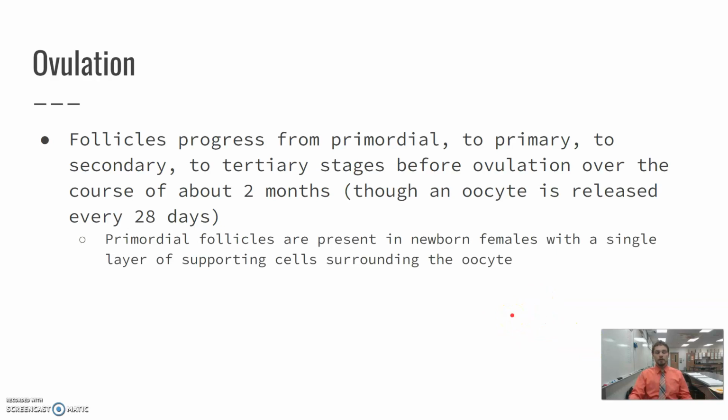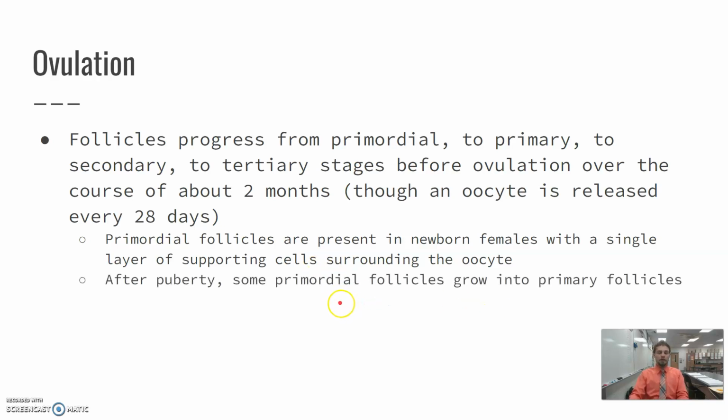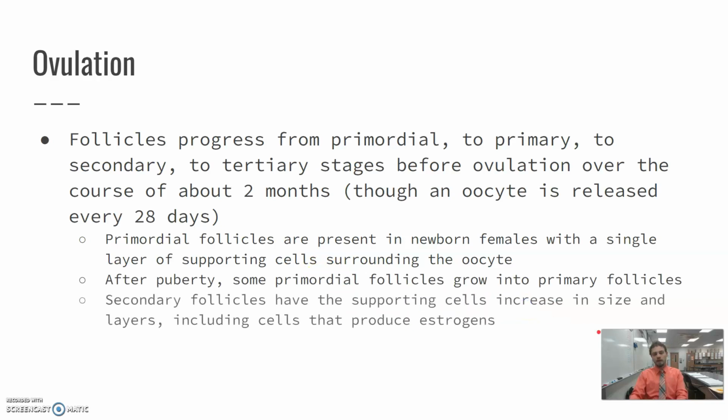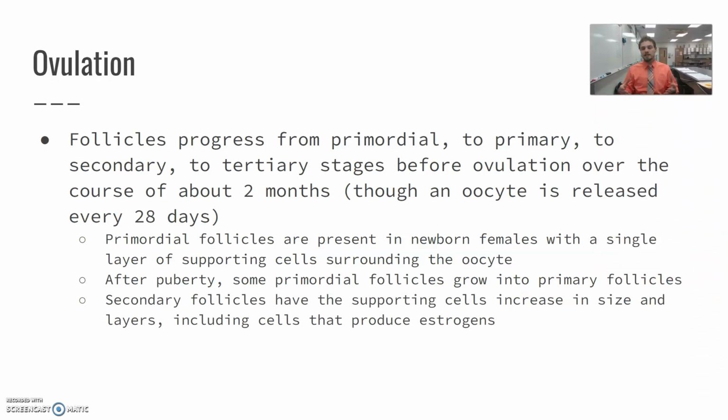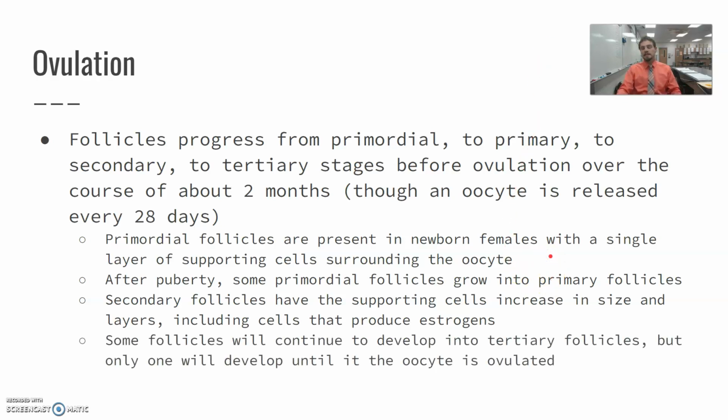Primordial follicles are going to be present in newborn females. They're going to have a single layer of supporting cells around the oocyte to help protect them. After puberty, some of those primordial cells are going to grow into primary follicles. And then secondary follicles are going to have the supporting cells increasing in size and layers. Those cells are also going to be producing estrogens, which are going to be important. And then some of them are going to develop into tertiary follicles, only one of which, however, is going to develop until the oocyte is actually ovulated.